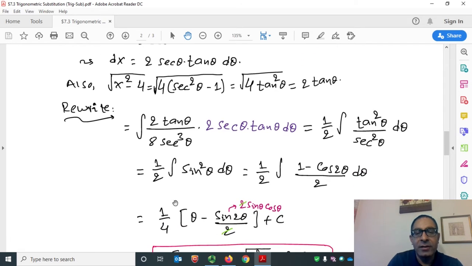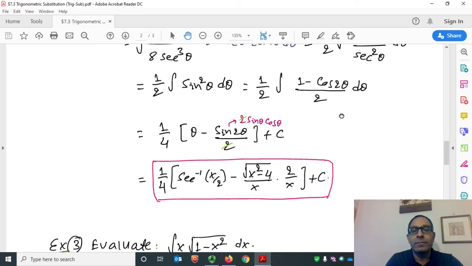On my next line here, 1/2 constant as it is. Then tan square theta over secant square theta is simply sine square theta. So tan square theta is sin square theta over cosine square theta, and secant square theta is 1 over cosine square theta. So that means we can cancel the cosine square theta and only sin square theta is left. Then 1/2 as it is, and my next step. So for the sin square theta, let's apply the trig identity. Sin square theta equals 1 minus cosine 2 theta over 2 and d theta.